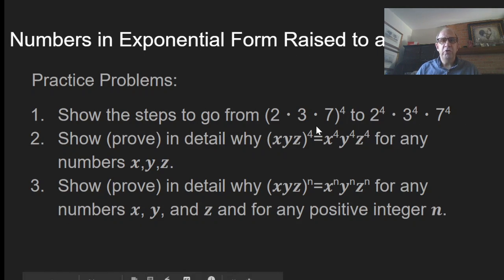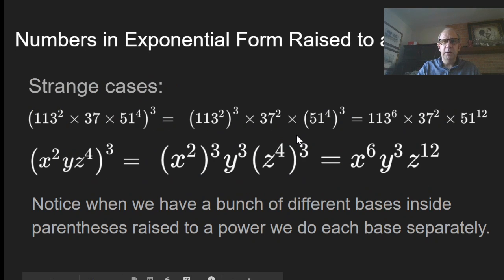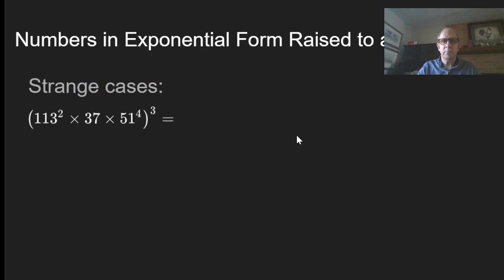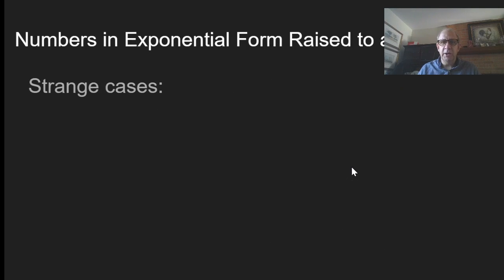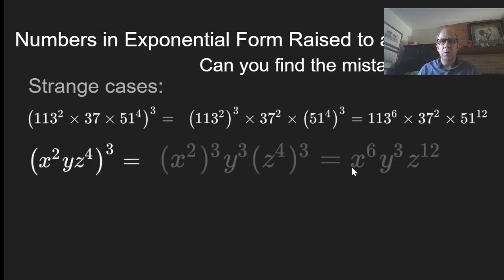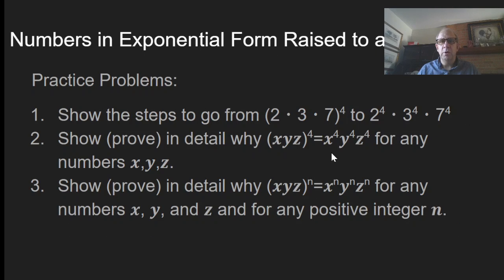All right, can you show me? Remember this one back here? Can you show me using this type of terminology how 2 times 3 times 7 to the 4th power becomes 2 to the 4th times 3 to the 4th times 7 to the 4th? Can you do the same thing for x, y, z to the nth power? Okay, basically the same thing, except instead of saying 4, you're going to say n.